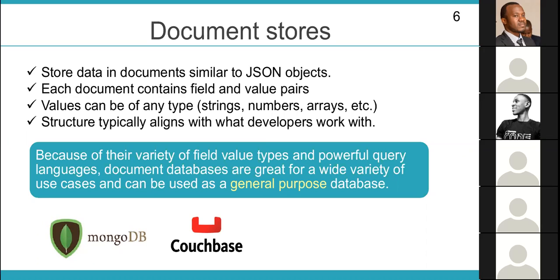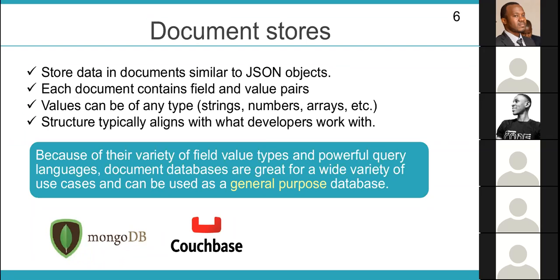The structure for document stores typically aligns with what software developers work with. Again, if you're a JavaScript developer or Java developer, or if you look at the Python developers, the dictionary, in JavaScript it is typically a JavaScript object. So this notation is really similar to what developers traditionally work with. So it makes it a bonus for them.